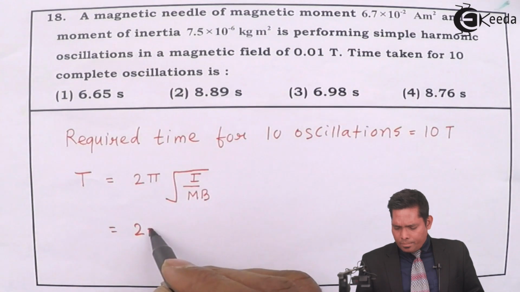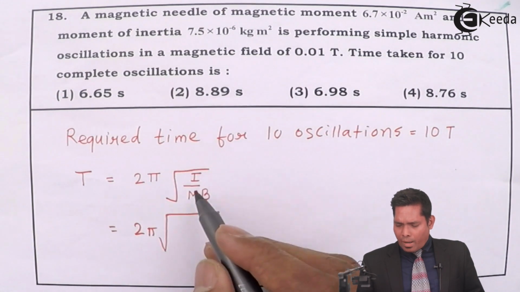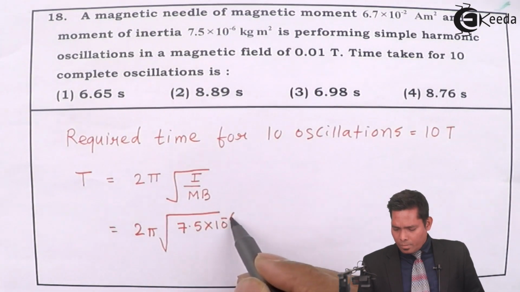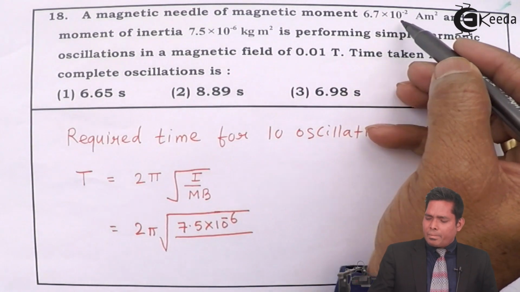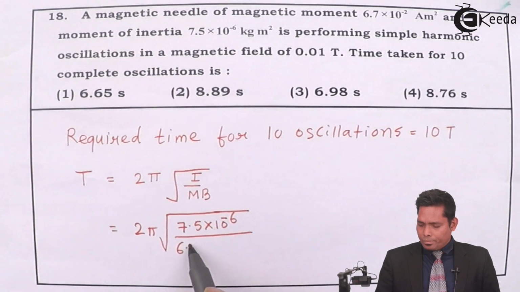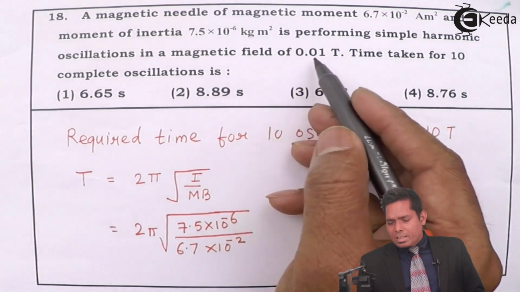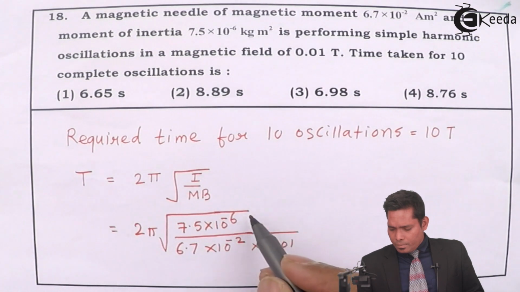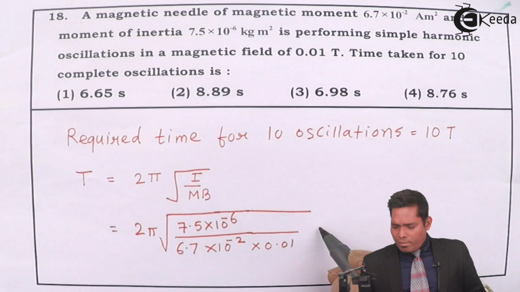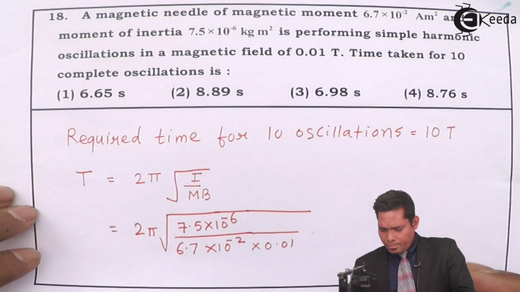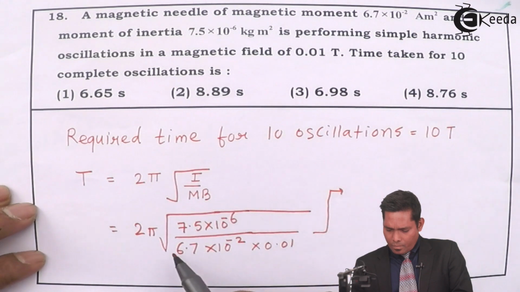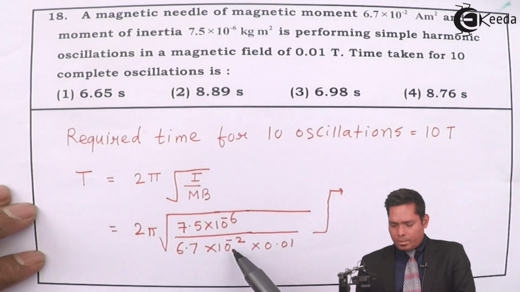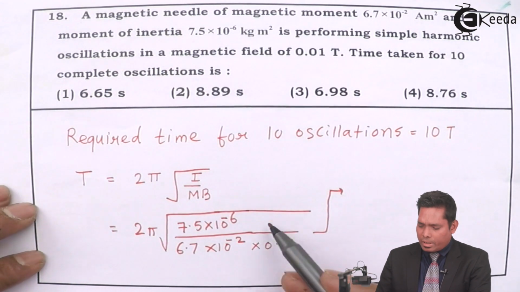We put in the values and get the answer: 2π under root of I. I is given as 7.5 × 10^-6, the magnetic moment is given as 6.7 × 10^-2, and the magnetic field is given as 0.01 Tesla. If I solve that, these will cancel out. This is 1 upon 100, this is 100, and this is also 10^4.